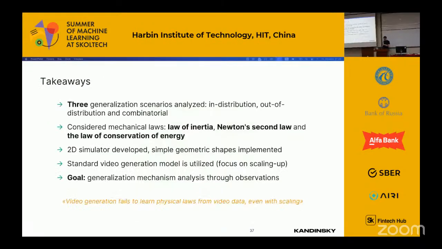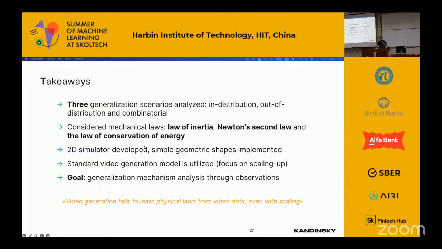So that's an interesting work. So the takeaways. They consider three generalization scenarios: in distribution, out of distribution, and combinatorial. I will say about that a little bit later. They consider mechanical laws, actually the important laws: the law of inertia, Newton's first law, Newton's second and third laws, and the law of conservation of energy. So the really important laws of our world.